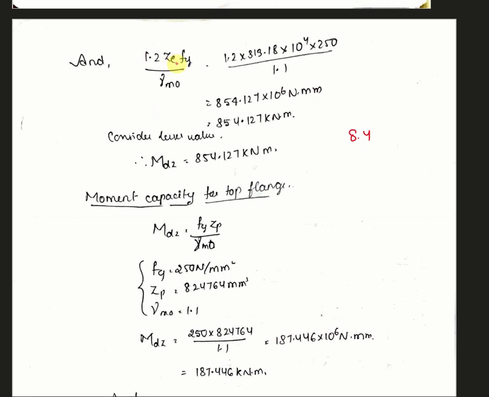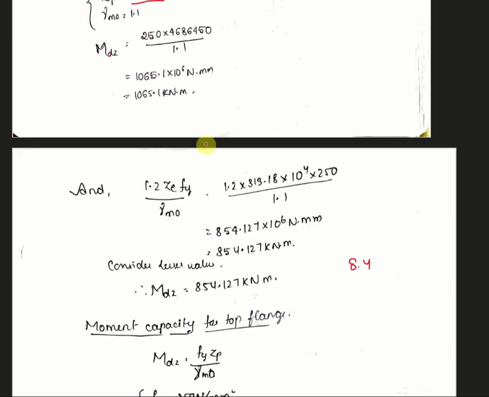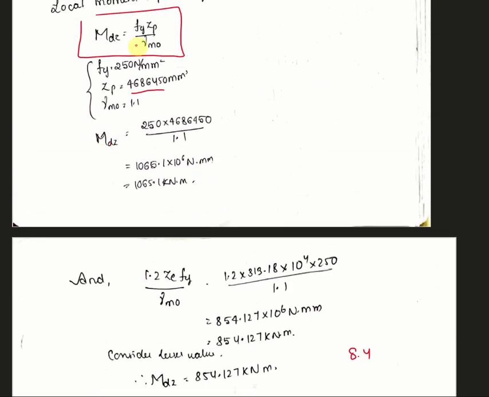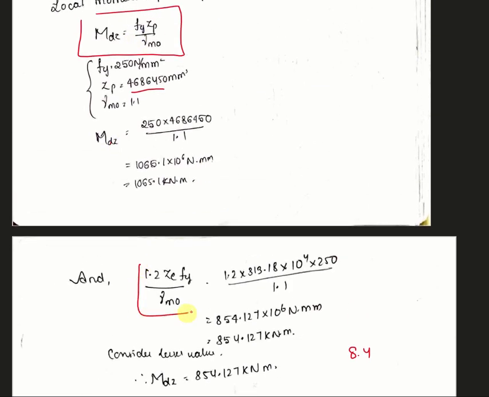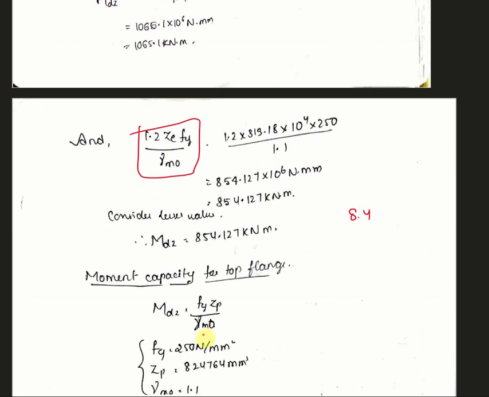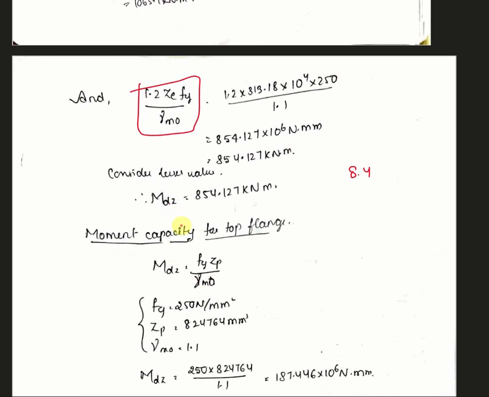1.2 into Ze into Fy by gamma m0. Let us check with this. So Mdz, whichever is the lesser value, we have to consider, either this or this. So let us consider the lesser value. The design moment will be 854.127 kilonewton meter.